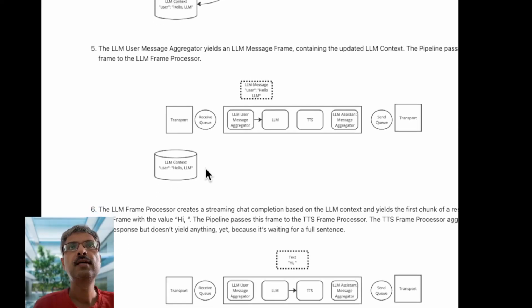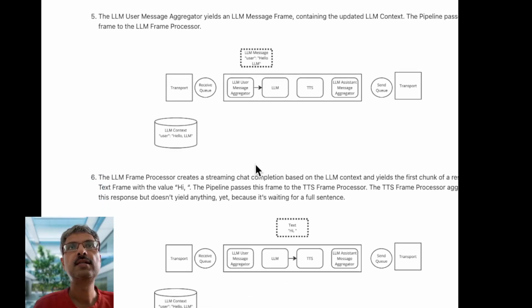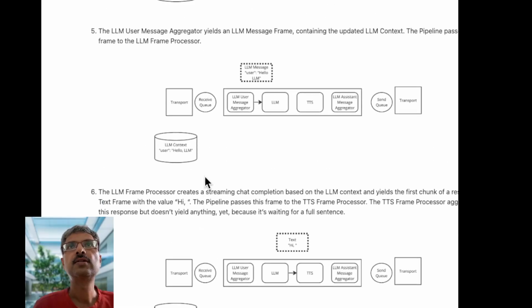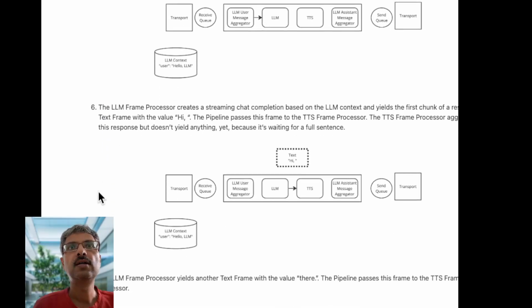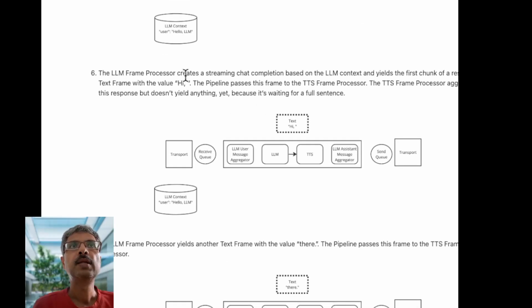Okay, and then once the LLM processes it, there are some more details here. The LLM frame processor creates a streaming chat completion based on the LLM context and yields the first chunk of the response. So the LLM here creates a streaming response, one word at a time, and that goes into the TTS. So there's no aggregation of the full sentences upfront before it goes into TTS.